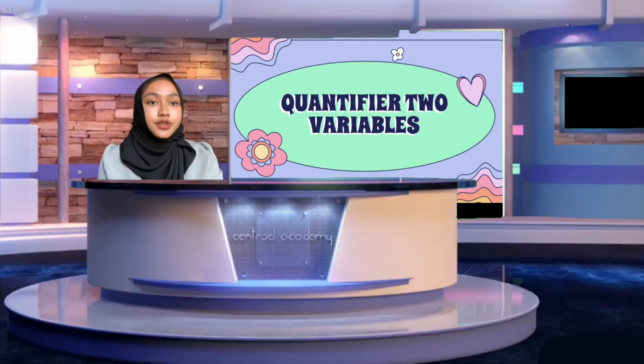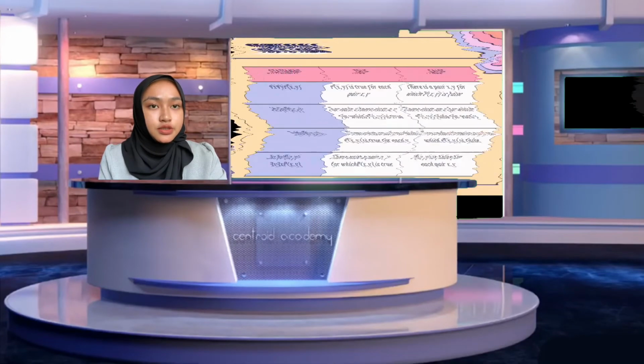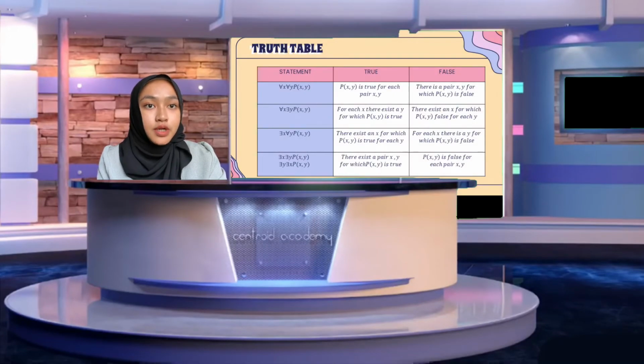Alright, for quantifier two variables. Okay, so here's the truth table. For all x, for all y, P(x, y), the statement will be true if each pair is true, and if there is one pair that is false, then the statement will be false.